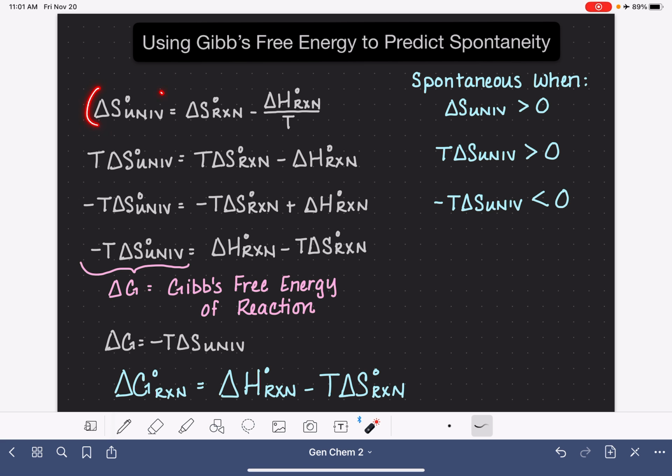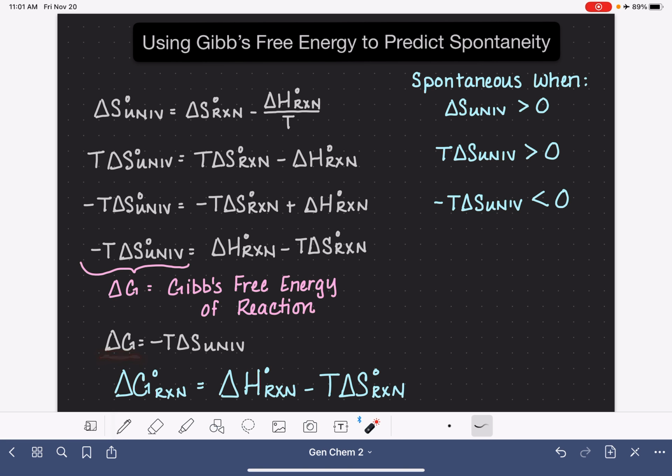So we said that this number here needs to be positive for the process to be spontaneous. Temperature is always going to be positive, so positive times positive, process spontaneous when T delta S is positive. Here we have a positive temperature still, we have a positive delta S of the universe still, but we've thrown this negative sign in front. And so this whole entire term is going to need to be a negative number when the reaction is spontaneous.